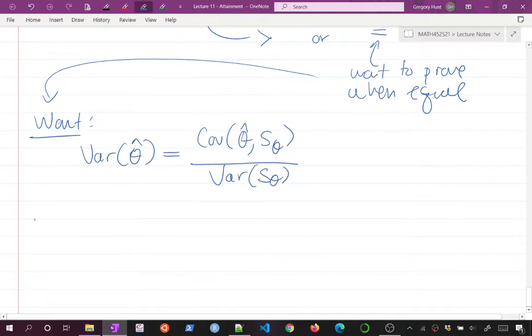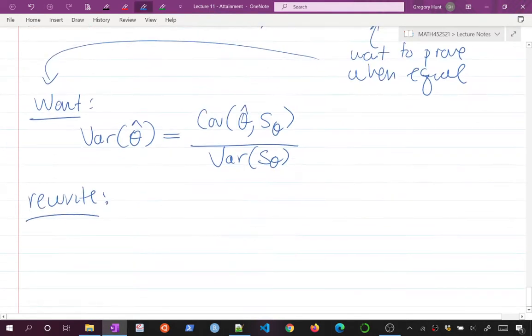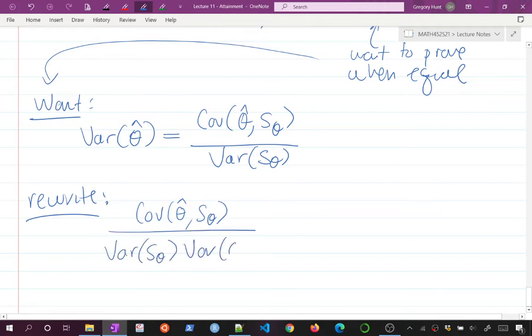And if you remember, we had derived this inequality up here, generally for any A and B, by looking at the correlation. And so we can move this variance of theta hat to the other side. What we want is the covariance of theta hat and S theta over the variance of S theta times the variance of theta hat to be equal to 1.